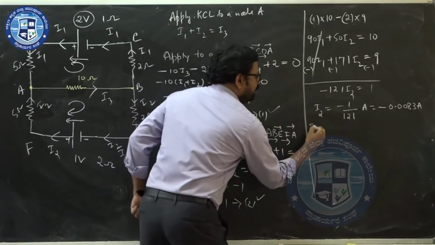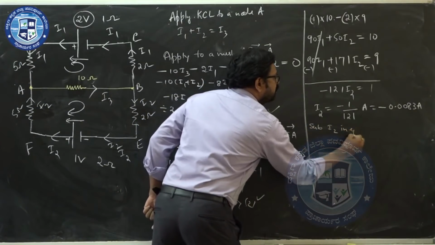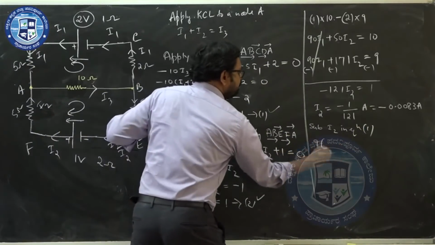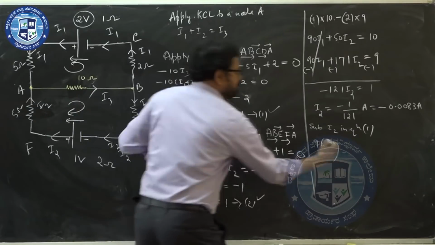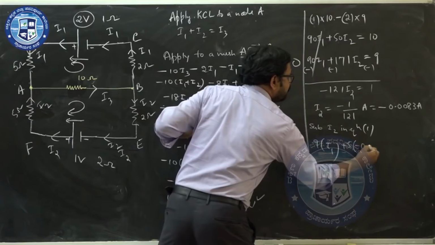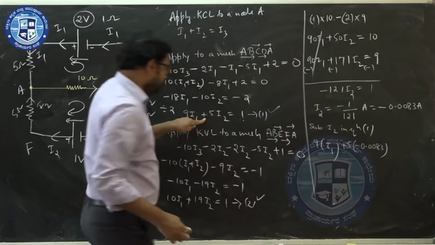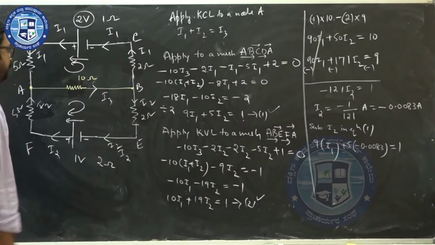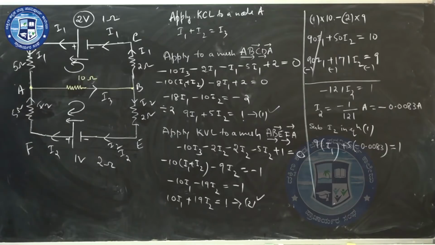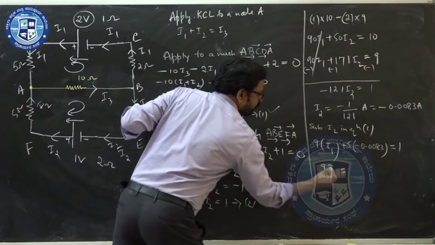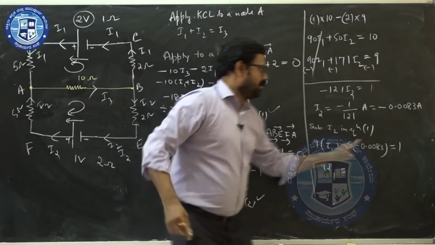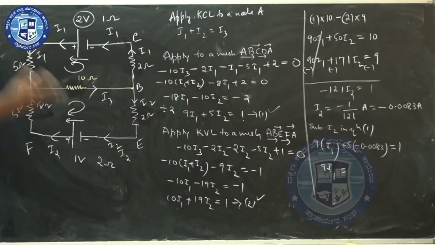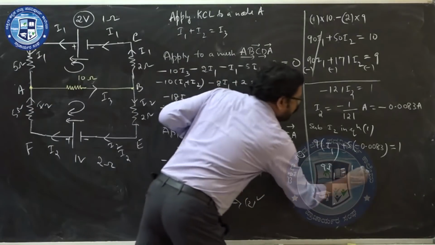If I substitute I2 in equation 1, equation 1 is here, 9 into I1 plus 5 into minus 0.0083, correct, is equal to 1. If you simplify again using a calculator, 9I1 is equal to, what I am going to do is, this I will multiply by 5, minus some answer, you take it to the other side, you will get some positive answer. That means 1 plus something, that will be equal to 1.0415.